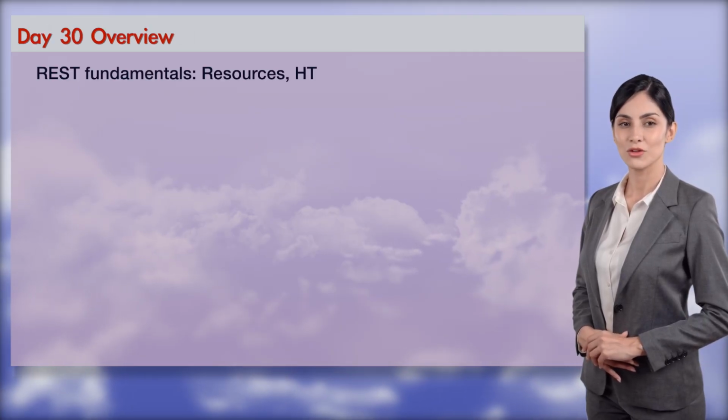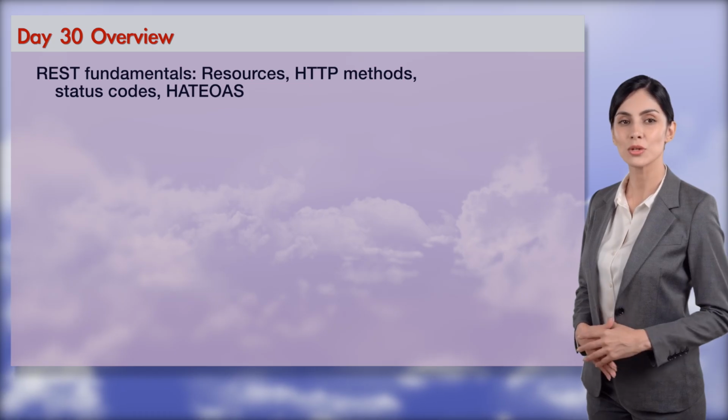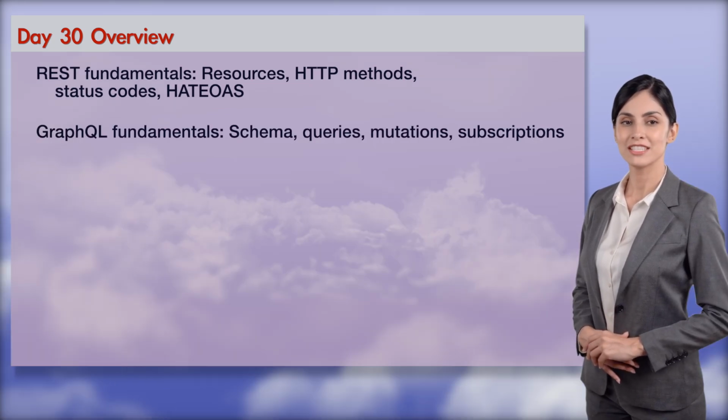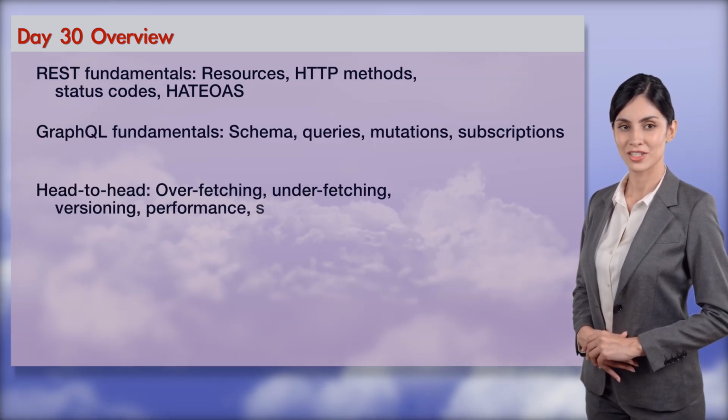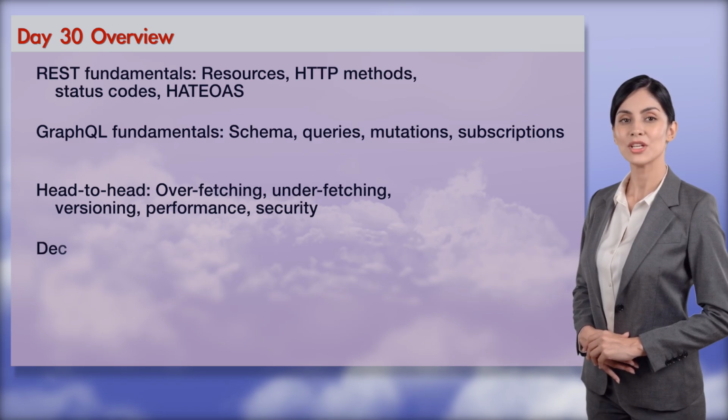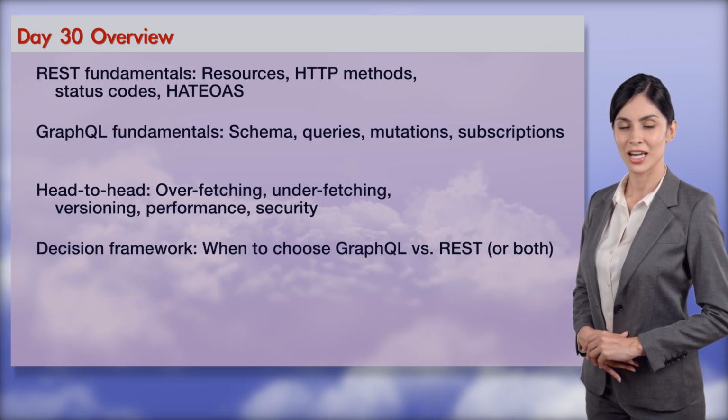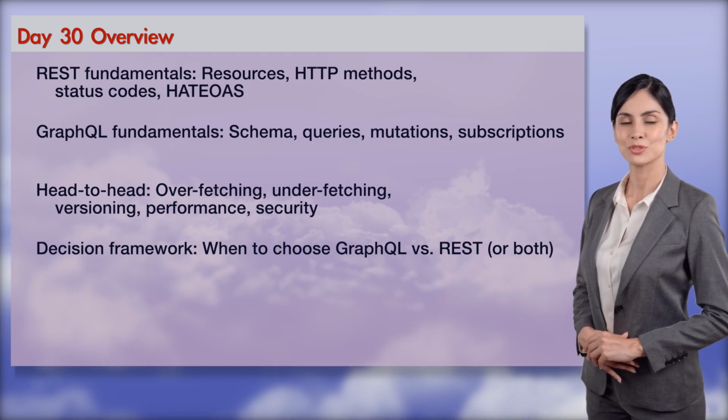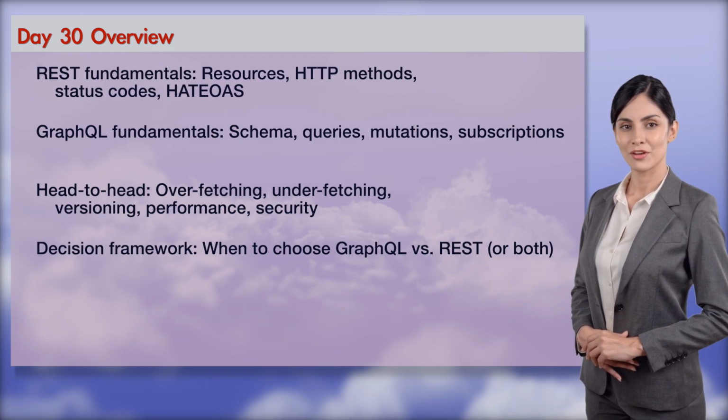Here's the expanded roadmap for day 30. We start with a detailed review of REST fundamentals, resource modeling, proper use of HTTP methods, status codes, caching headers, and HATEOAS. Then we dive deeply into GraphQL fundamentals, a strongly typed schema, client-defined queries, mutations for writes, subscriptions for real-time, and the resolver pattern.